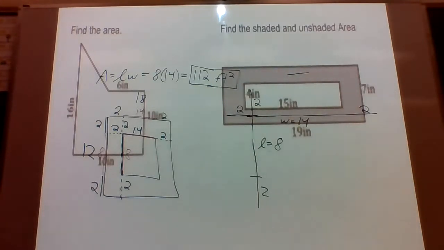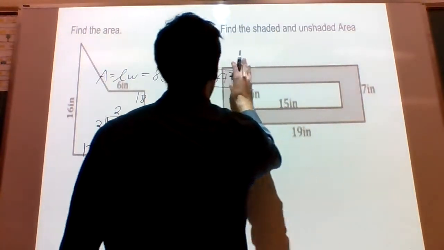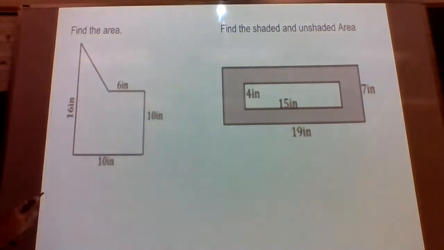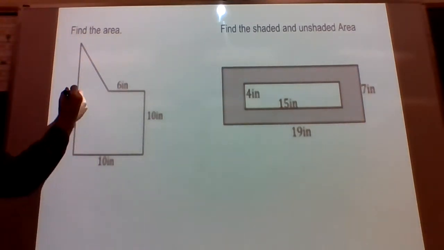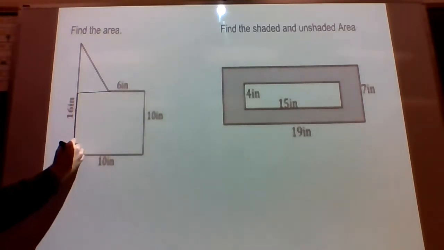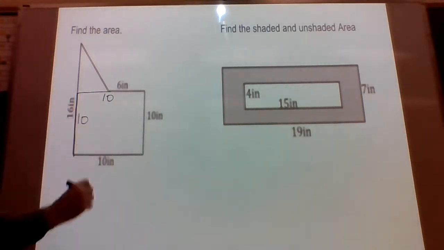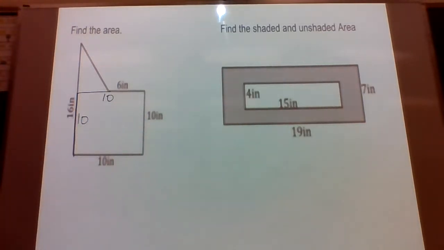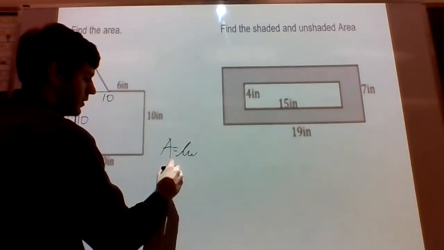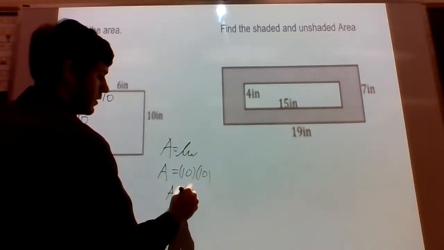Next slide, we have find the area of these 2 figures. We can split this into a rectangle. This rectangle is actually going to be a square, so it's 10 by 10. The area of the rectangle is length times width, so that's 10 times 10, which is going to be 100.